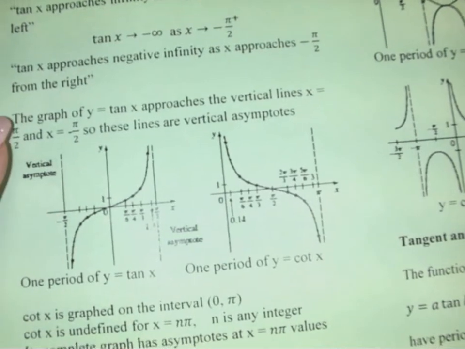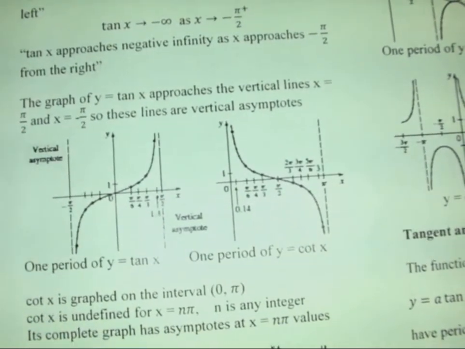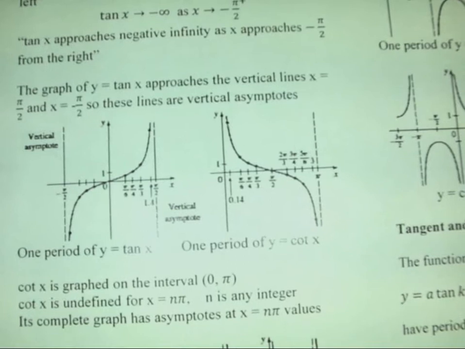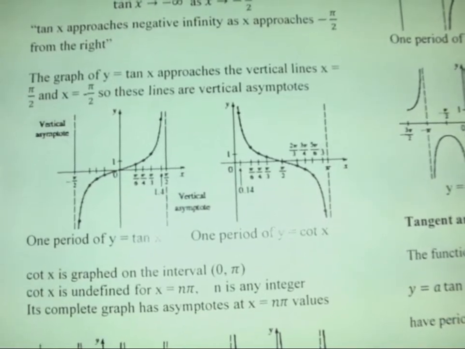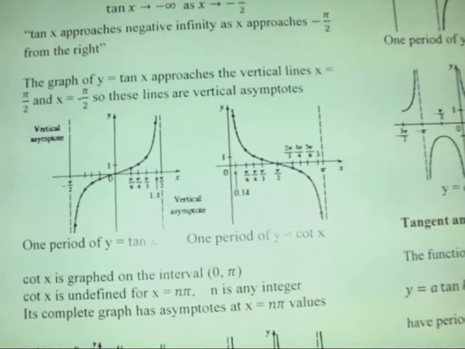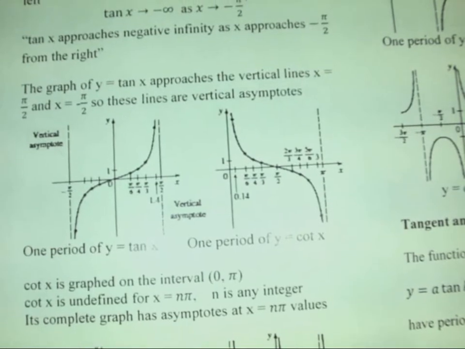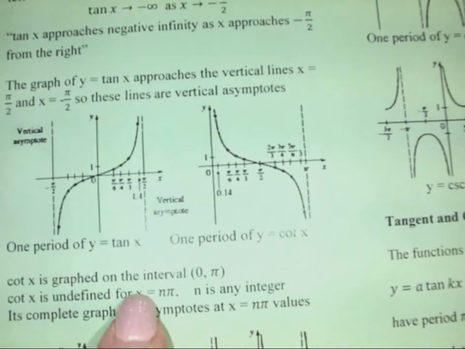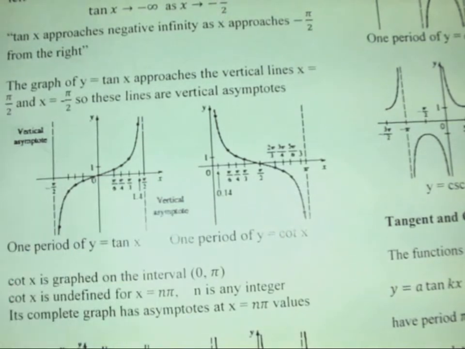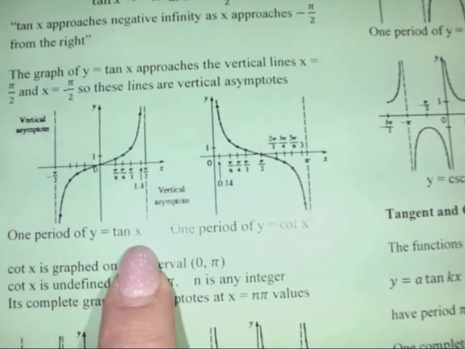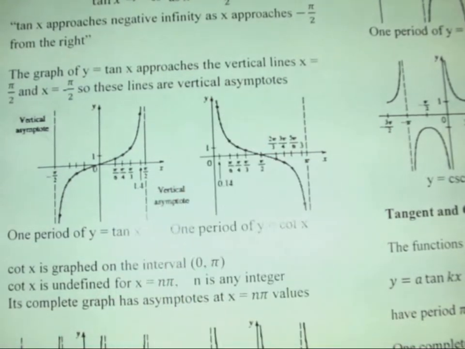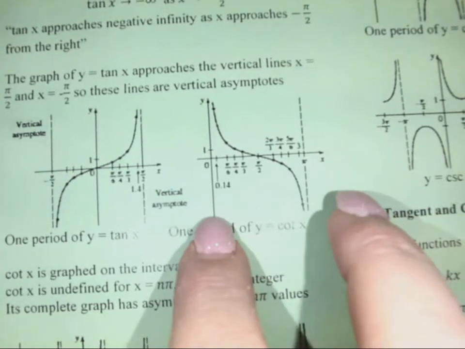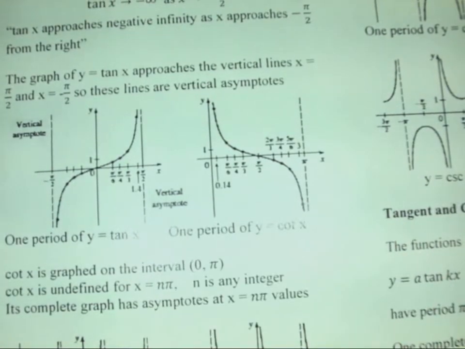You'll see more of that kind of stuff in calculus. So the graph of y equals tangent x approaches the vertical lines of x equals pi over 2 and x equals negative pi over 2. And those are called vertical asymptotes. We learned about those in college algebra. So here we've got our two vertical asymptotes, and this is what our graph of tangent will look like. This is one period of tangent, and this is what cotangent will be. Now cotangent is between 0 and pi. Now let's talk about that.